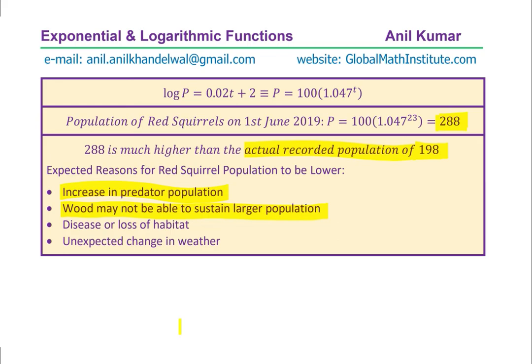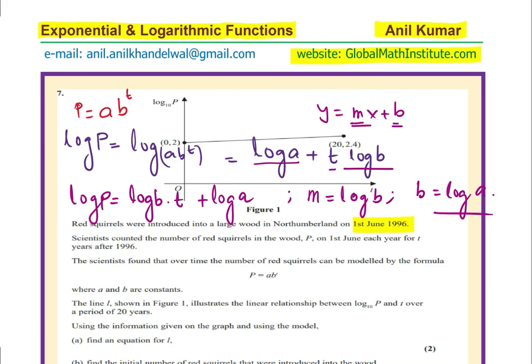Well, the other possible reasons could be disease, they were introduced into this new habitat, so that could be another reason. Or the loss of habitat, right, over a period of time. Or there could be unexpected change in weather that can also lead to drastic reduction of the expected number of red squirrels in this forest. So I hope with this you have understood how do we explain and solve such questions, right?